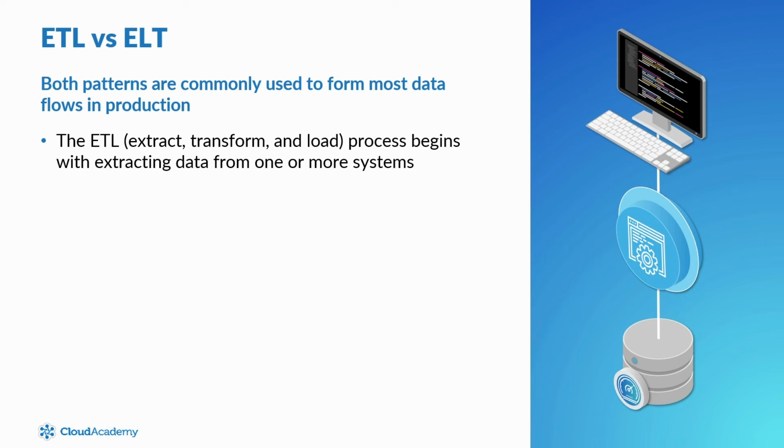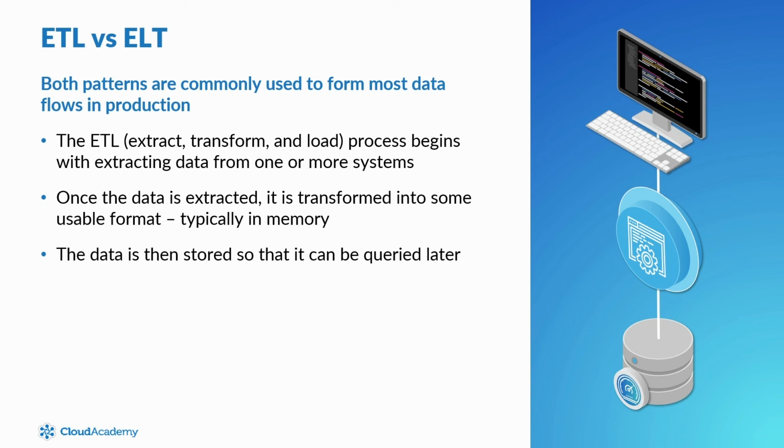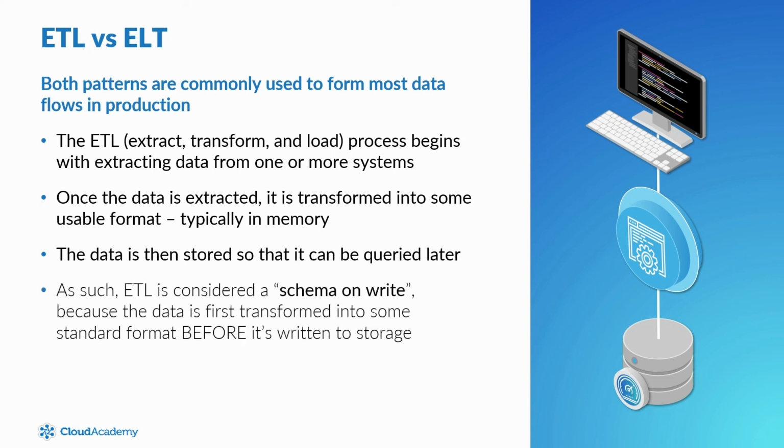As mentioned previously, the ETL, or extract, transform, and load process, begins with extracting data from one or more systems. The extracted data might be in the same format, or it can be in all different formats. Once the data is extracted, it's transformed into some usable format, typically in memory. The data is then stored so that it can be queried later. As such, ETL is considered schema on write, because the data is first transformed into some standard format or schema before it's written to storage.